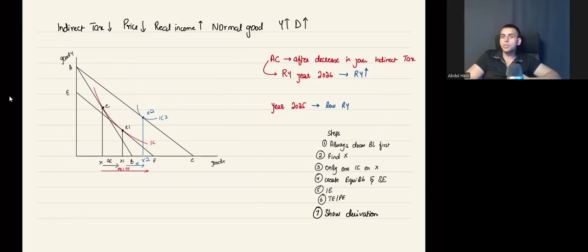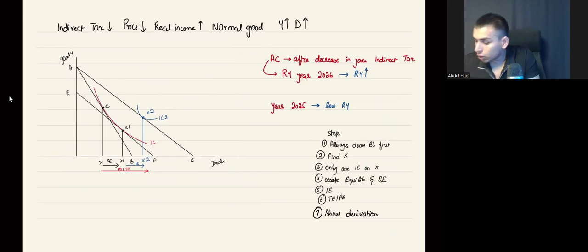Normal good is luxurious in nature, branded good, expensive good. So what kind of PED will it have? Greater than 1, less than 1, equal to 1: elastic, inelastic, unitary elastic? Very good. It will have elastic demand. Why? Because it is luxurious in nature, it is expensive in nature, it is branded in nature.